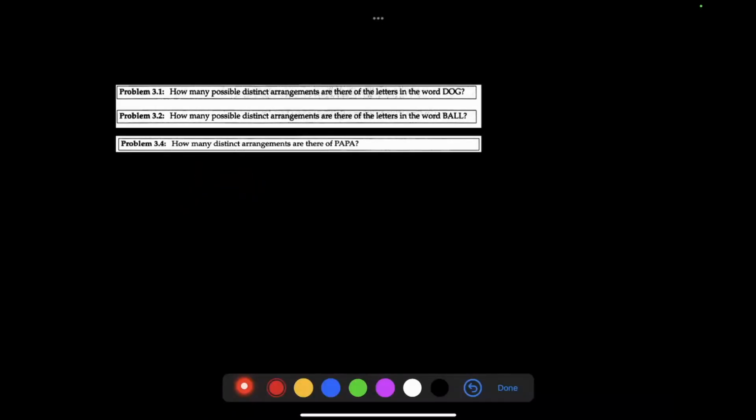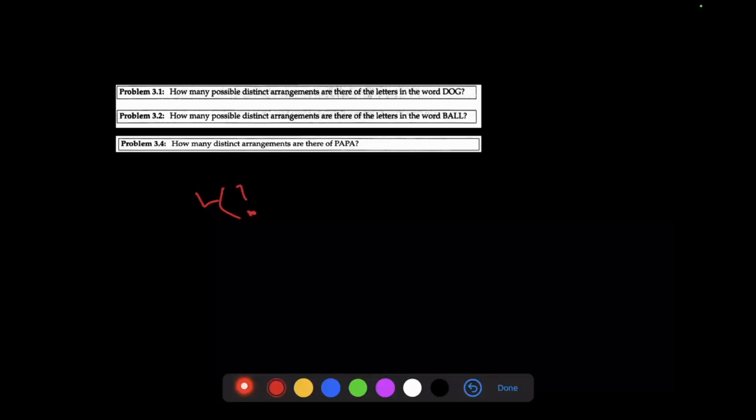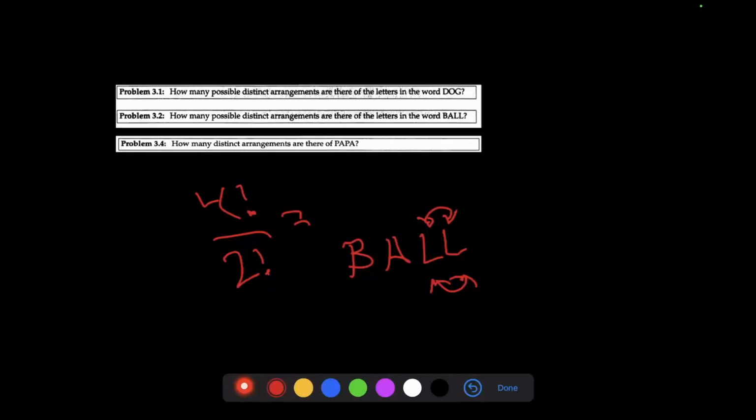Well, what about we choose a harder word? Ball. You would think immediately it's 4 factorial. But then you realize the L's are the same. So if you just switch the L's, it's still the same situation. So how many ways can the L's be switched around? 2 ways, which is computed by 2 factorial. So you get 4 factorial over 2 factorial, which is equal to 12.